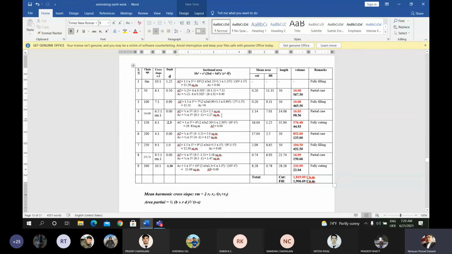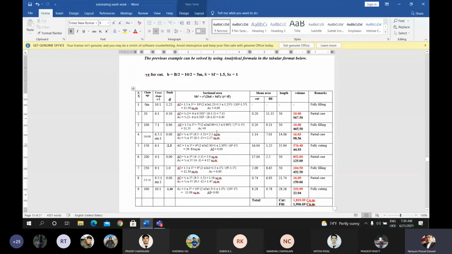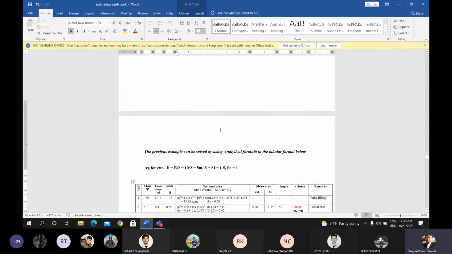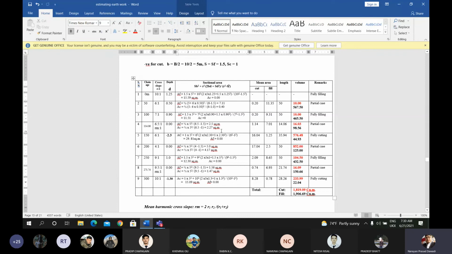In this way you can calculate the volume of cutting and filling. Do the other chainages using these two formulas, for the full case as well as the partial case. If the depth is given as the filling depth in the partial case, then the filling area will be bigger, and that's why take the positive sign for filling and the negative sign for cutting area.